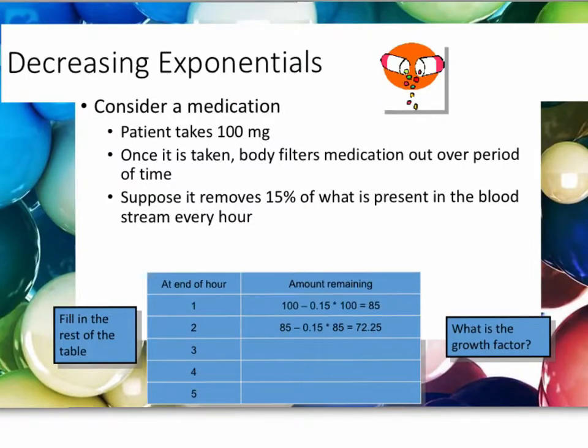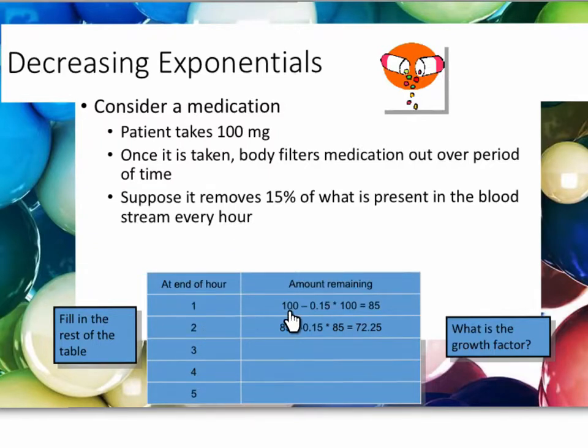We discussed 2 examples of growth, and now we're going to look at a decreasing exponential. We can consider a medication. A patient takes 100 milligrams. Once it is taken, the body filters medication out over a period of time, which is why you have to wait a certain time before you take another dose of the medication. Suppose it removes 15% of what is present in the bloodstream every hour.